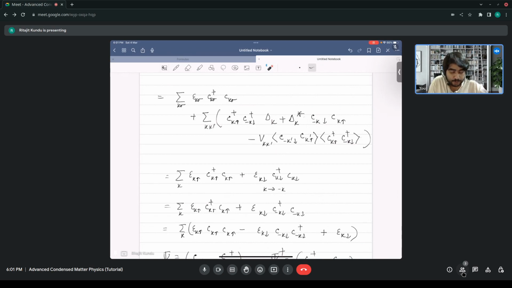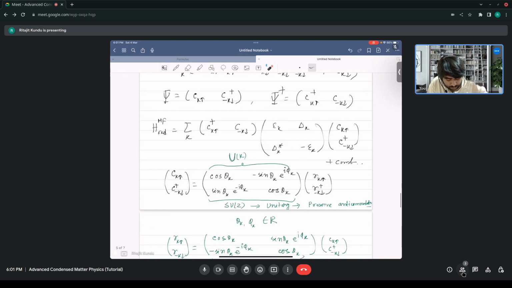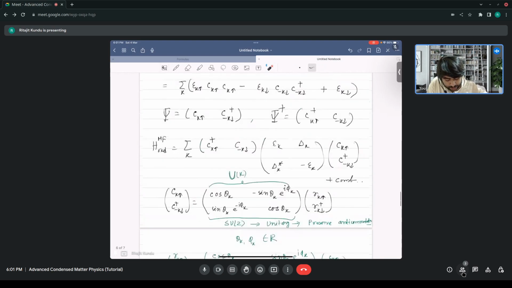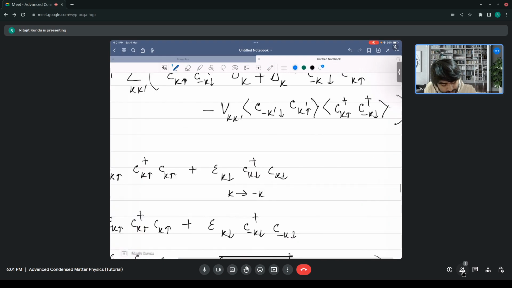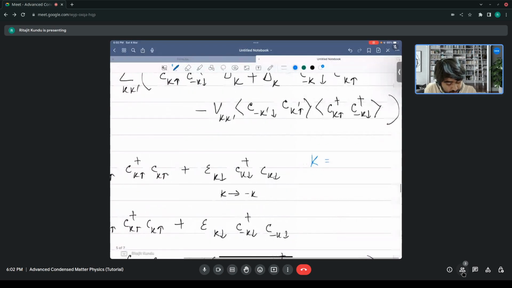Okay, but because the number of particles is not conserved anymore, we have to actually get into the grand canonical ensemble, right? So if I do that, in the grand canonical ensemble I will define the grand canonical Hamiltonian in a way like this: K is equal to H_BCS^MF minus mu times N. So N is the number operator.